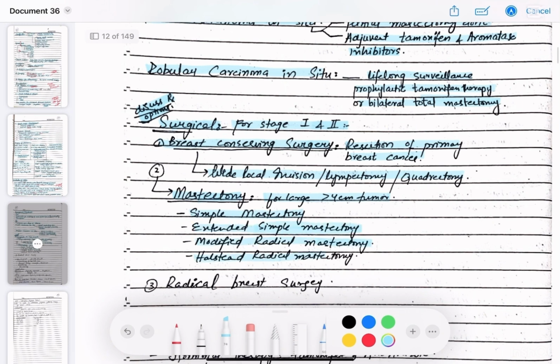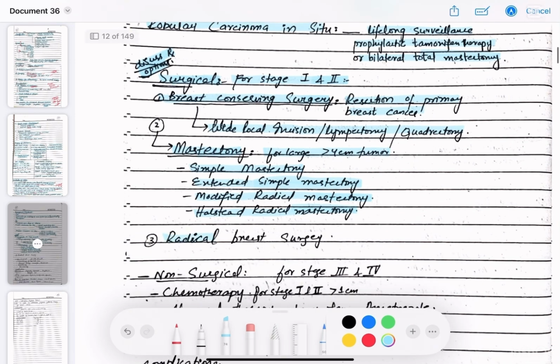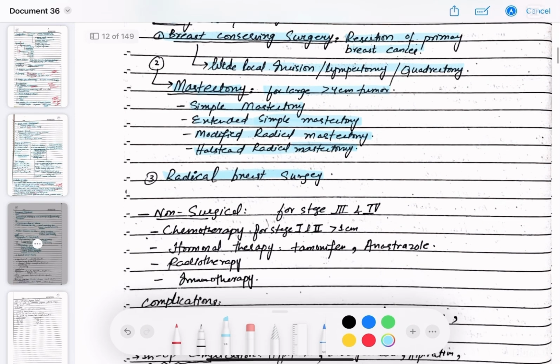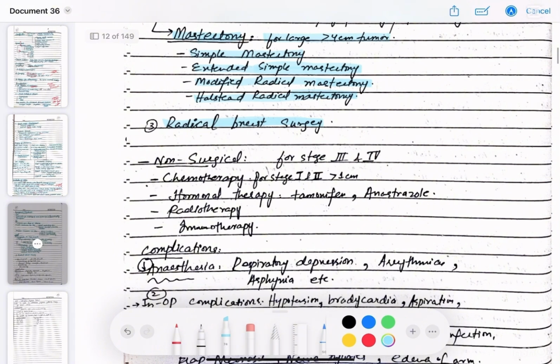Then radical breast surgery is done. The non-surgical treatment is for stage 3 and 4, that is chemotherapy for stage 1 and 2 greater than 1 cm, and hormonal therapy, that is tamoxifen and anastrozole, is used, and radiotherapy and immunotherapy are done.